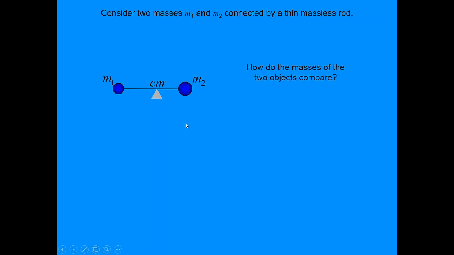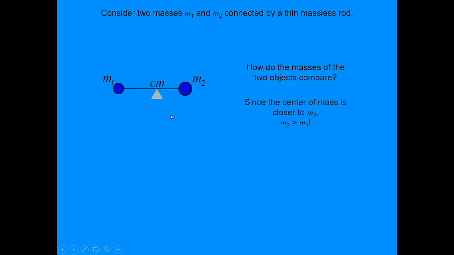Now, looking at my diagram, how do you think these two masses compare? The mass of object 1 and the mass of object 2. And don't look at their size. I never said they were made of the same materials, so this could be lead and this could be aluminum. Look at the center of mass and try to decide how the two compare. So think of this as the balancing point.